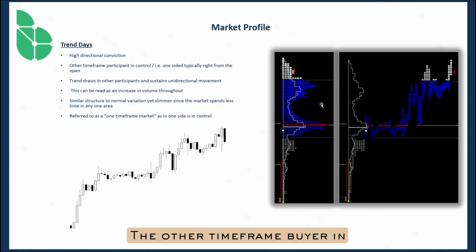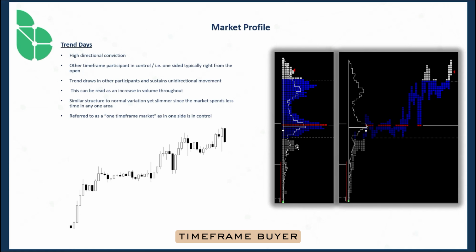All right, the other time frame buyer in this case is in control because all we've had, right from the initial opening drive, and we're going to go over types of opening drives because that's going to be really important, is that we haven't had any turn back. The initial opening drive has been all drive upward. The other time frame buyer has been in control the entire time. So this has been a one time frame market, or otherwise referred to as a one-sided market.